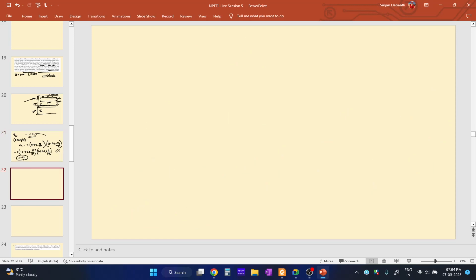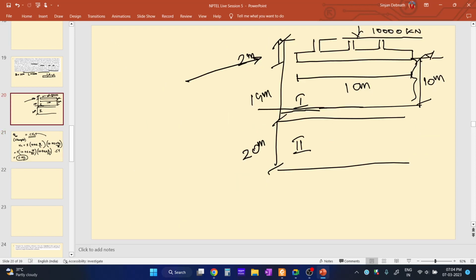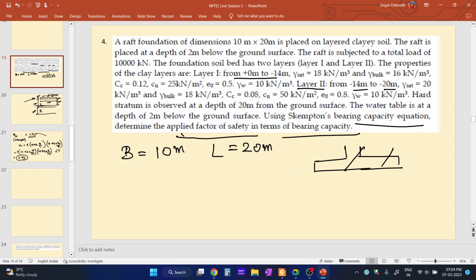Now we need to find out q_nu, that is the net ultimate bearing capacity. It is c N_c, and since the influence zone is not invading the second layer, we just need to use the cohesion value of the first layer. So what is the undrained cohesion of the first layer? It is given over here. It is 25 kilonewton per meter square, c_u.